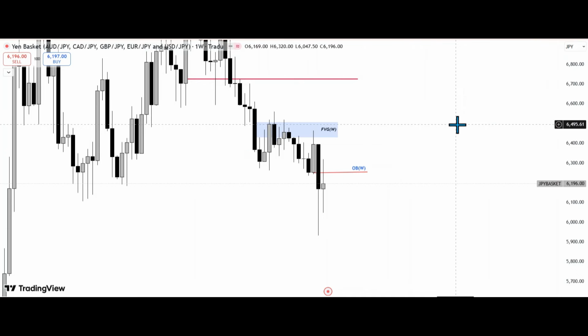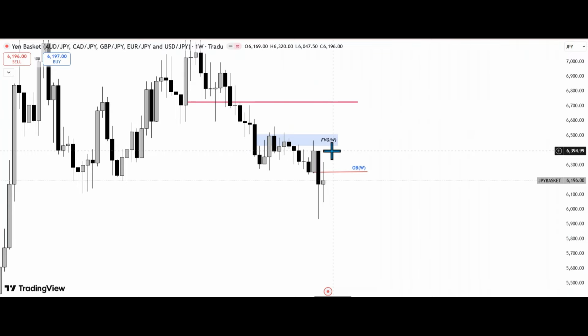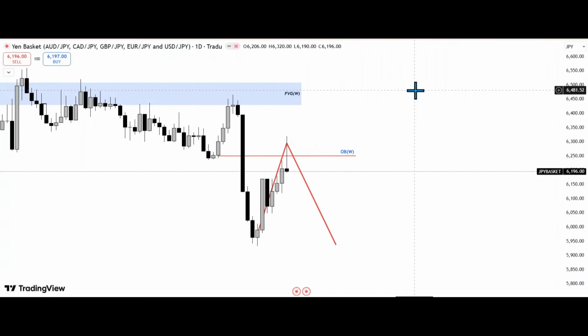So let's see what we have for this coming week. Yen basket, we have this weekly order block, which we marked in our last weekly outlook video. And as you can see, price tagged it, and this is what we have. So let's look at the daily time frame.